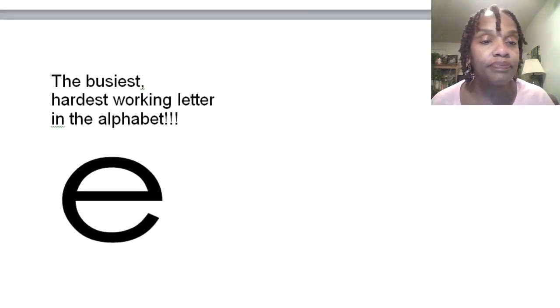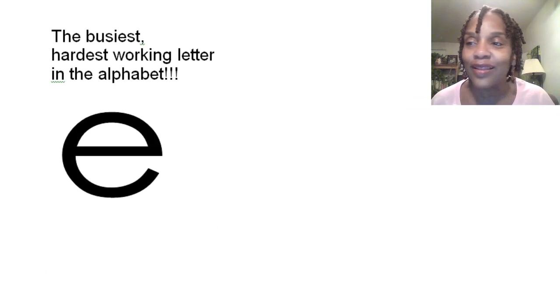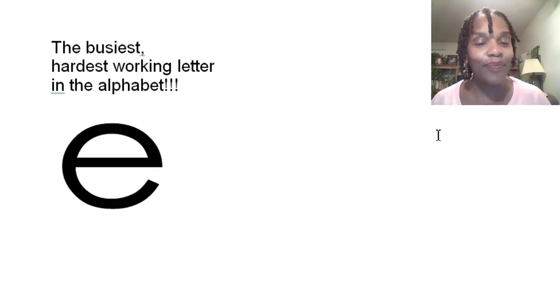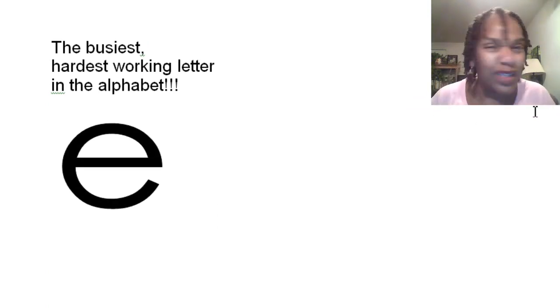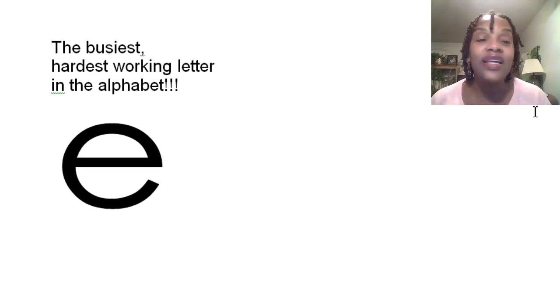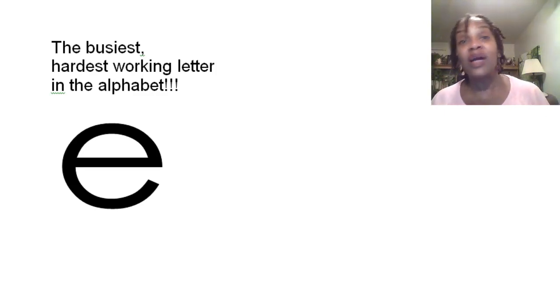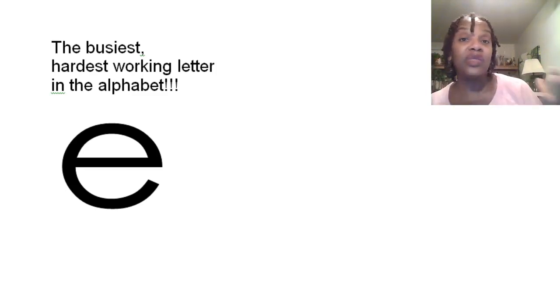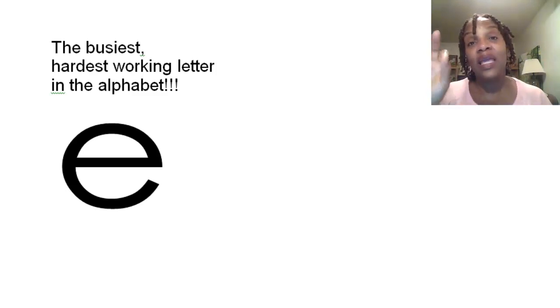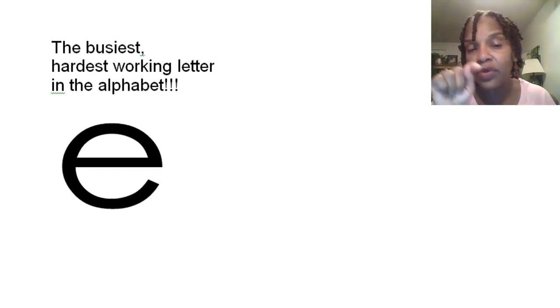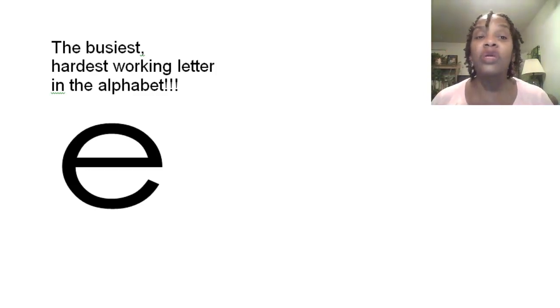All right. Now let's talk about the letter E. All right? Now the letter E, I want you to know this. This is the busiest, hardest working letter in the whole alphabet. Now we've learned 26 different letters, and we've learned how to partner them up to make new sounds, but there's 26 individual or separate letters, and this letter E is one of the hardest working letters in the alphabet. If it were a singer, it would be like James Brown.